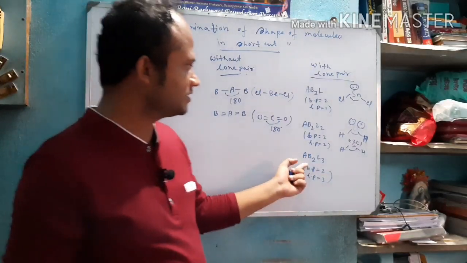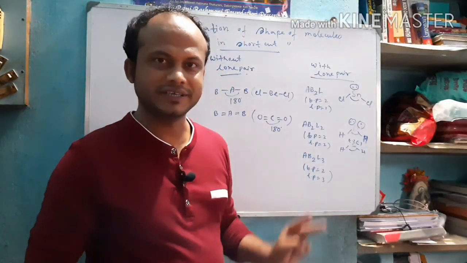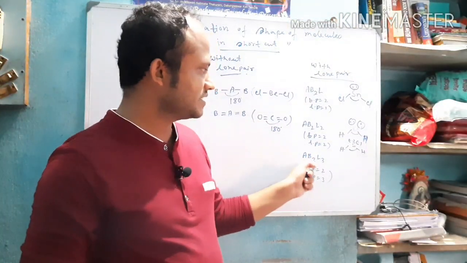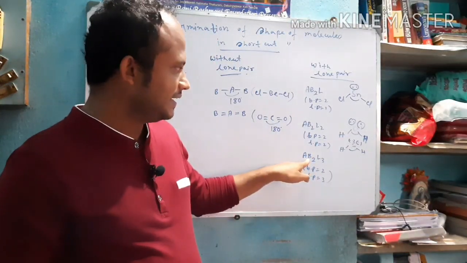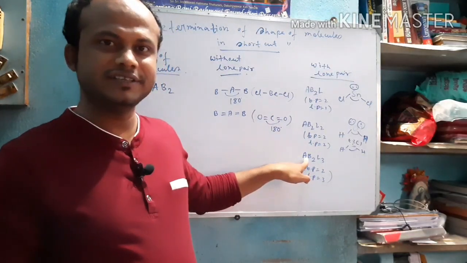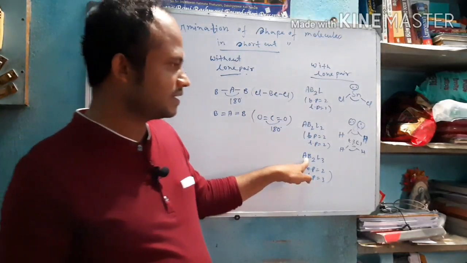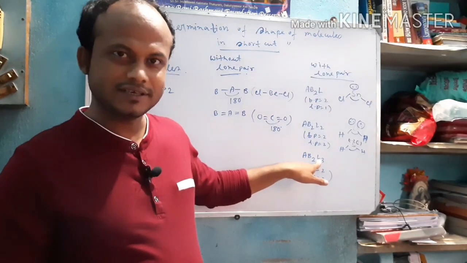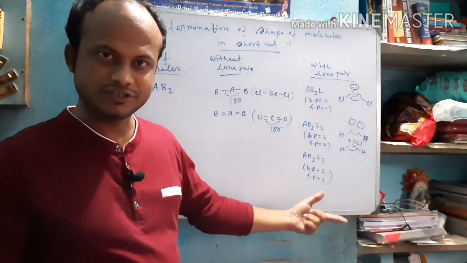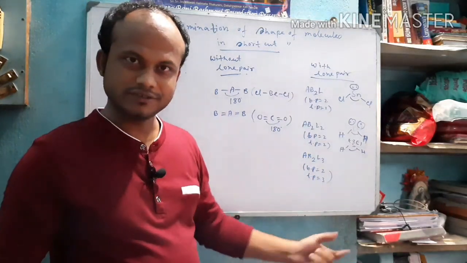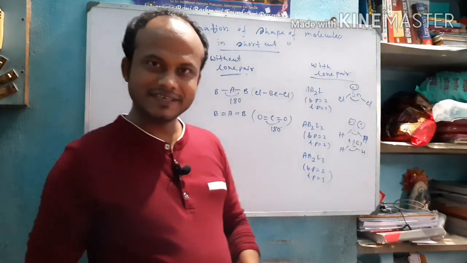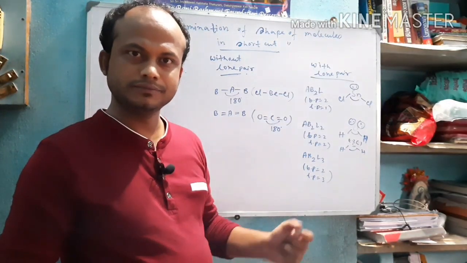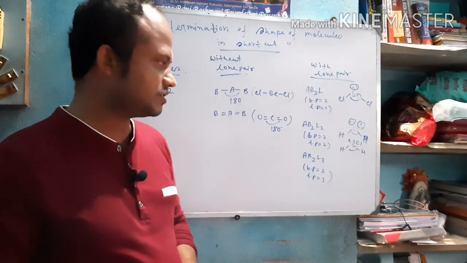AB2L3. AB2L3 means 2 bond pair and 3 lone pair. 3 lone pair means 3 twos, 6 electrons, and 2 bond pair means 2 electrons. 6 and 2, 8 electrons. A has 8 electrons in its valence shell. Understand? Lone pair 3, that is 3 twos, 6, and 2 bond pair, that is 2, 6 plus 2 equals 8. So this is a group 18 element. Group 18 element xenon can form compounds with fluorine and oxygen.